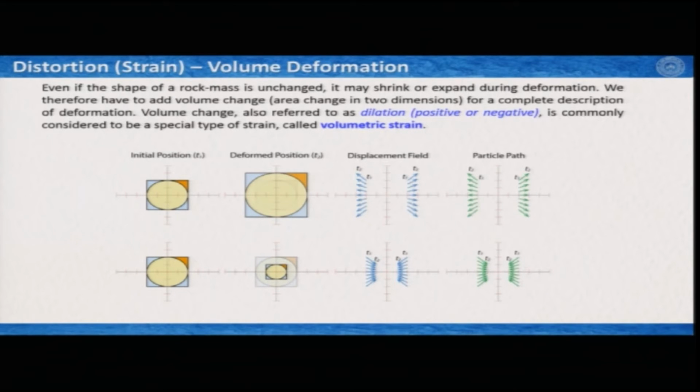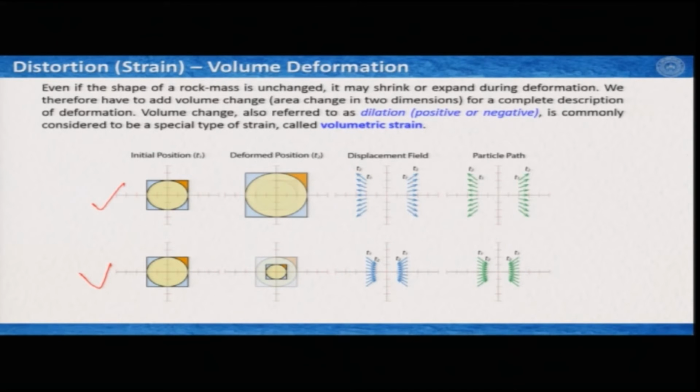So if the volume increases, then we call it positive dilation or positive volume change, and if the volume decreases or shrinks, then it is negative dilation or negative volume change, and together it is referred to as volumetric strain. And here we have very similar examples, 2 configurations. In the first case, the volume expanded, therefore the displacement fields and the particle paths are outwards. In the second case, the volume shrank, and therefore both displacement field and particle path are towards the center of this object.